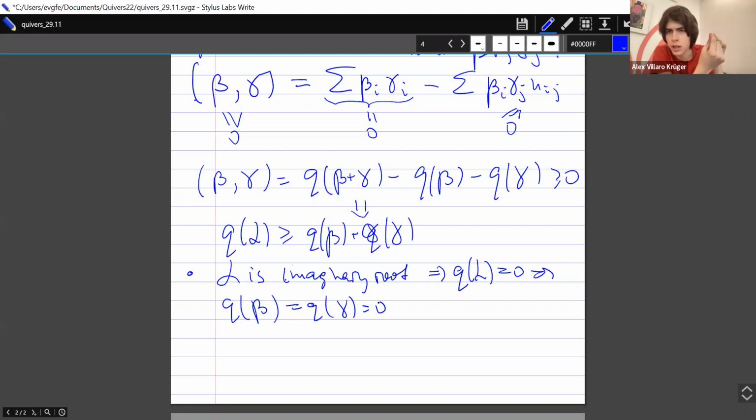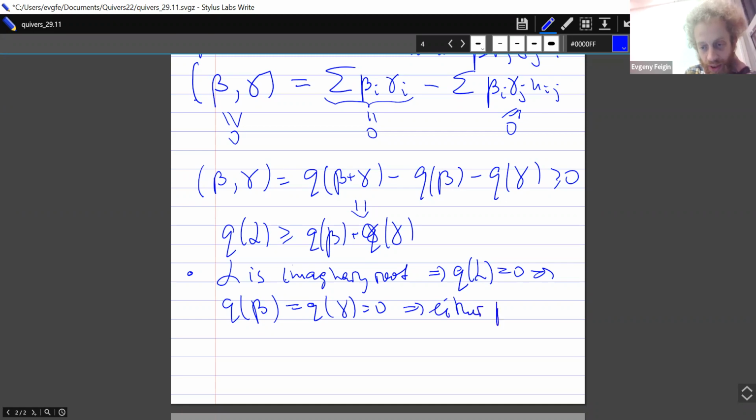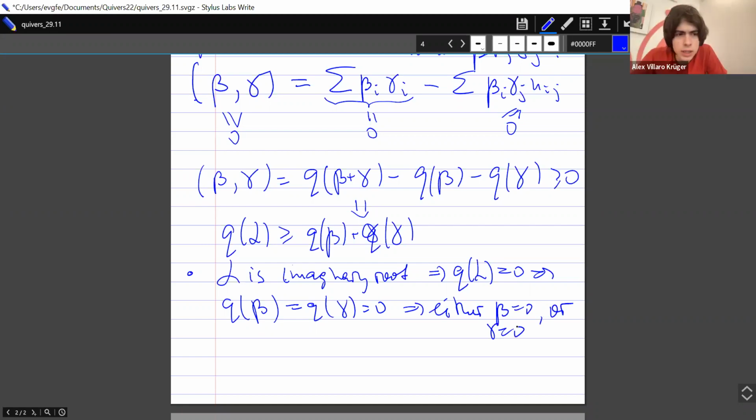But if they're proportional to each other, then one of them should be 0. So the claim is that we conclude that either beta is 0 or gamma is 0, because they can't have non-zero numbers at the same place. But why couldn't this happen? That they have non-zero numbers in the same places. You see, if Q of beta and Q of gamma are 0, this means that both are proportional to delta.